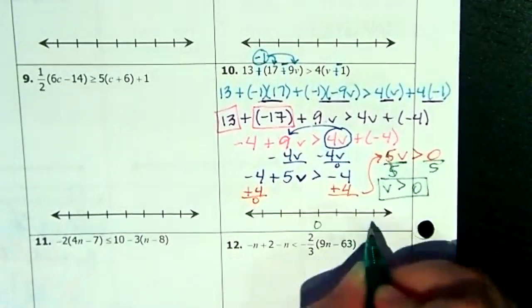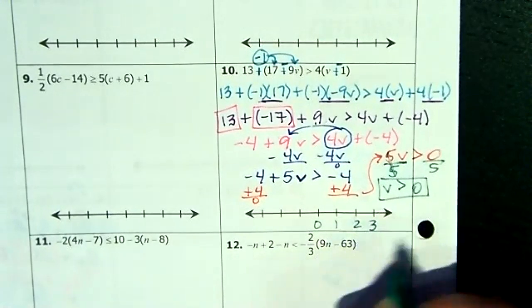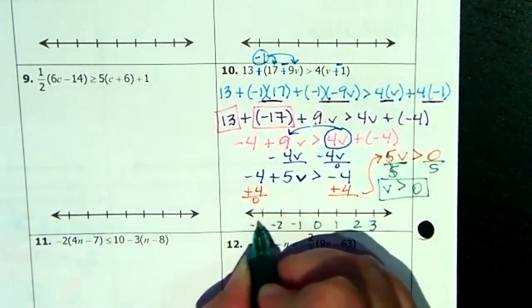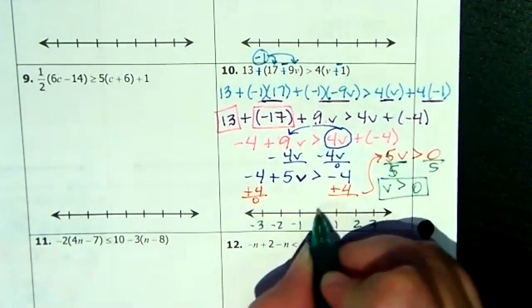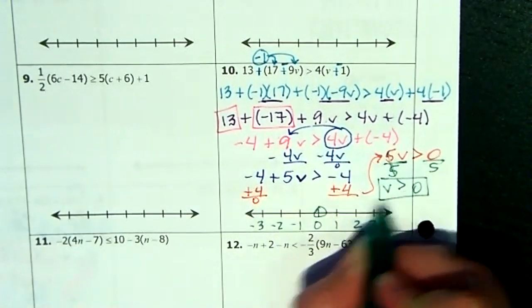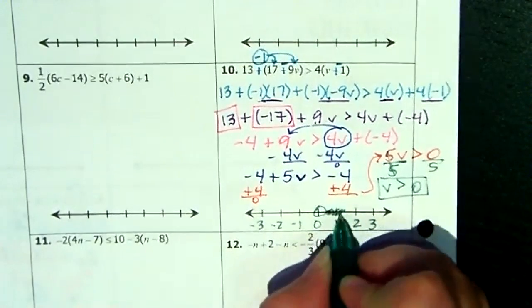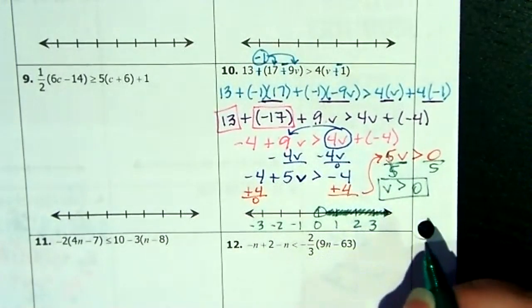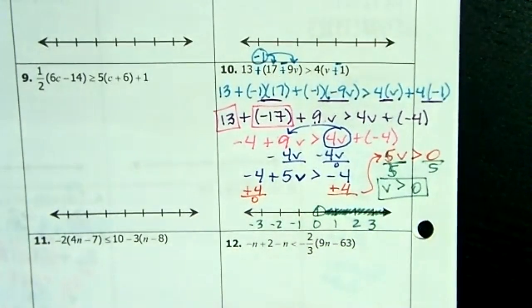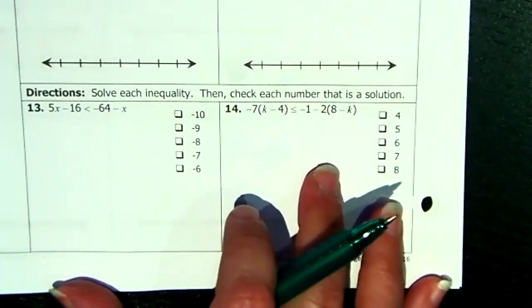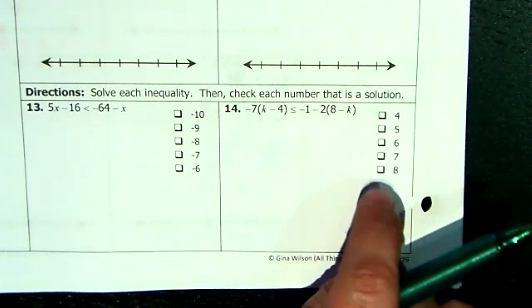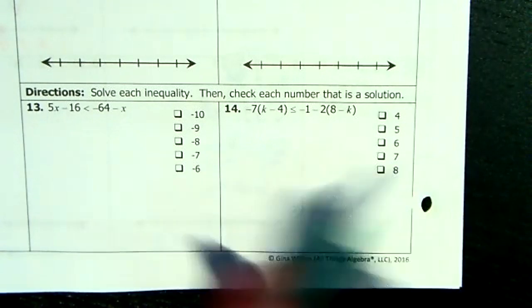So we put 0 in the middle, 1, 2, 3, and -1, -2, -3. This is an open circle because it's not equal to, and it is everything that's bigger than 0. All right, last example. Number 14. We have to first solve it, and then we check off which ones are in the solution set.